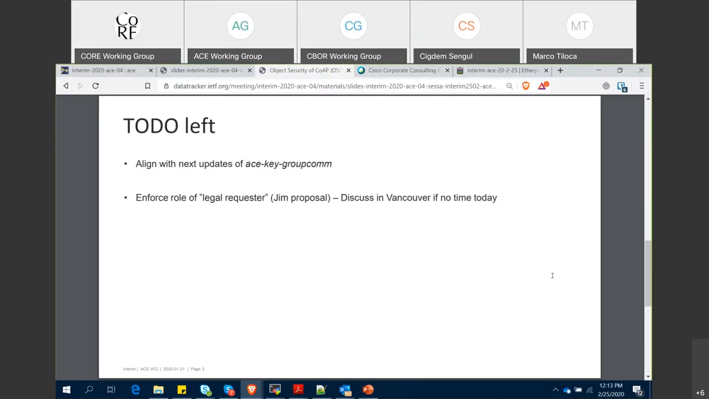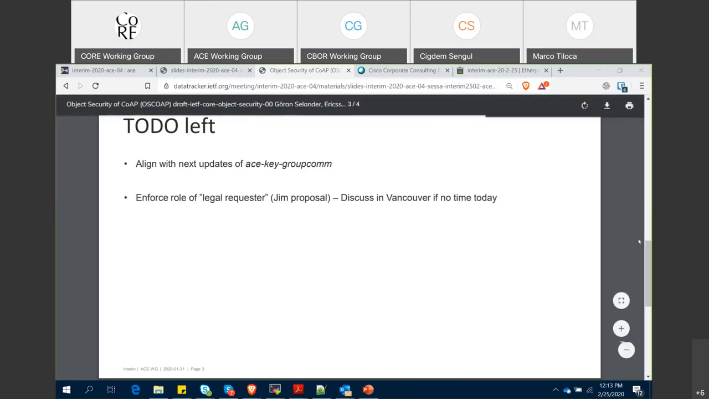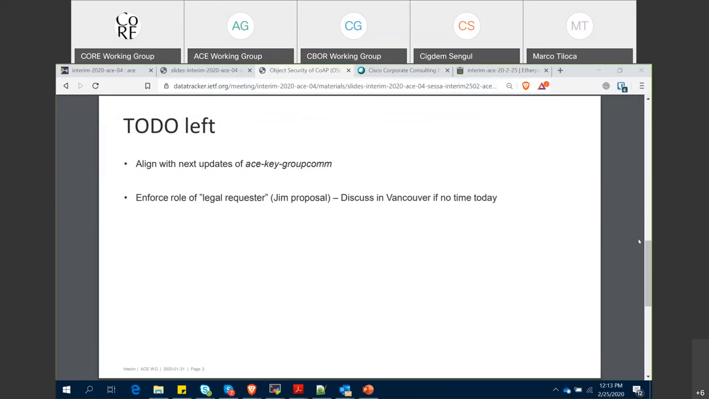Okay. So I'm trying to understand this legal requester here. I'm reading Jim's messages in the chat, but a node which can publish to the network as opposed to the one that can only respond, I assume. What is the difference between a requester and a legal requester? Yes, Jim. I was hoping to discuss this face-to-face in Vancouver together with other things at the latest. Yeah, definitely.